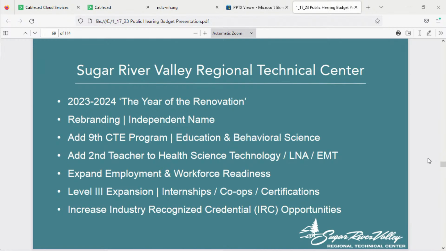There's lots of exploration around a ninth CTE program, focused on education and behavioral sciences. Eric is doing a lot of work looking at how to meet the needs of a region, and also a living wage, because I know a lot went into a proposal for a new CTE program. You've probably also heard that our health science technology, LNA, and EMT programs are hot commodities, so we're looking to possibly expand to a second teacher to meet demand. They're constantly running out of seats, and they do a good job.